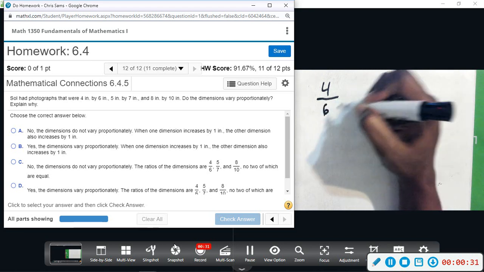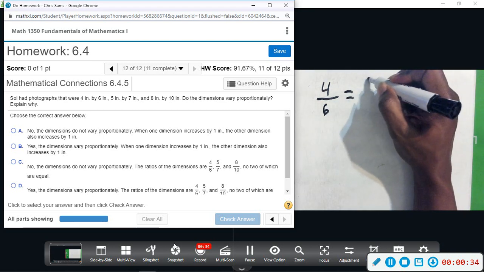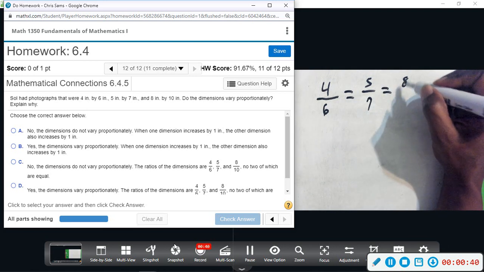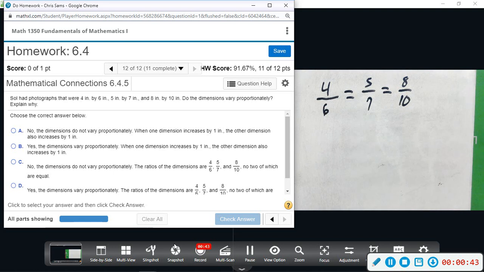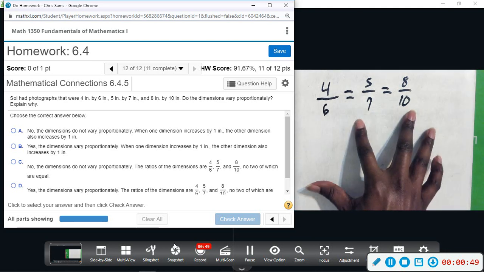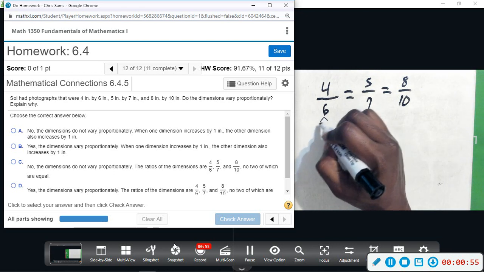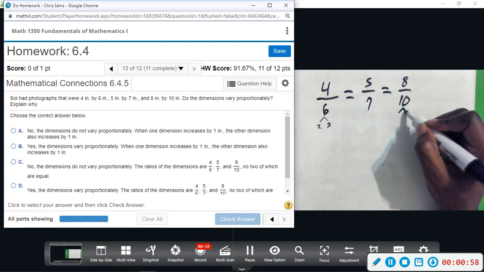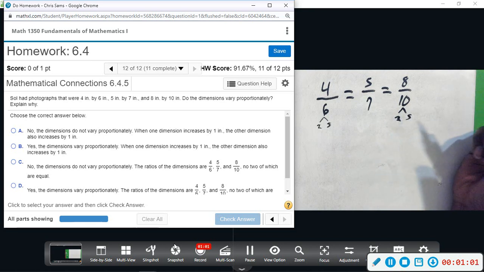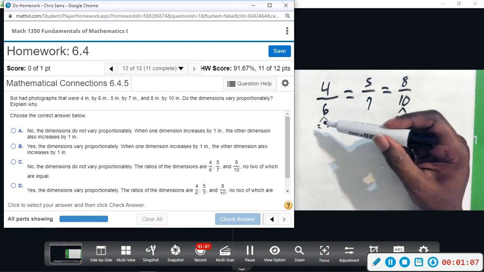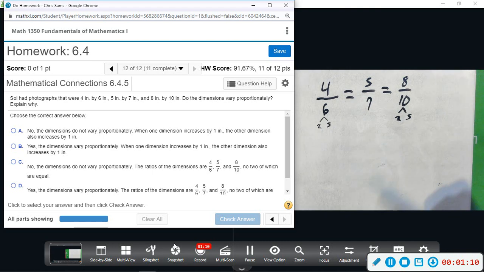4 over 6, is that the same as 5/7? Is that the same as 8/10? Okay. So we could just look at these numbers and get a common denominator. 6, 7, and 10. This is made up of 2 and 3. Just 7, and this is 2 and 5. So if we did least common multiple, making these all the same, 2, 3, 7, and 5 is what we would have to multiply. 2, 3, 7, and 5.